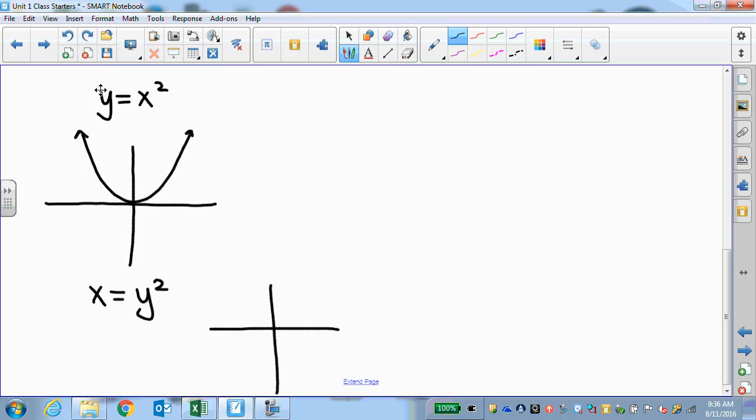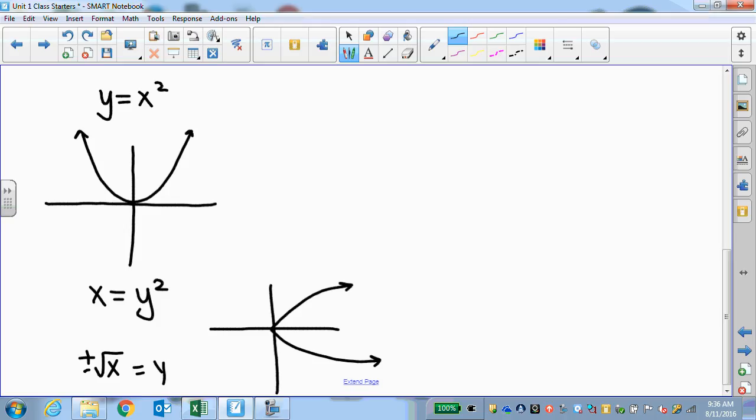Because, again, what happens if I take the square root of both sides to get y by itself? I get y equals plus or minus the square root of x. In other words, the positive square root of x that you graphed before and the negative square root of x that you graphed before. Is that a function? No. So when x is squared, it's that parabola that opens up. But when y is squared, it's a parabola that opens sideways.